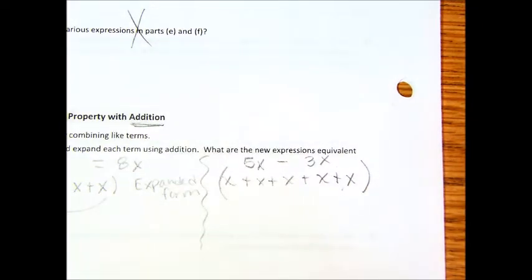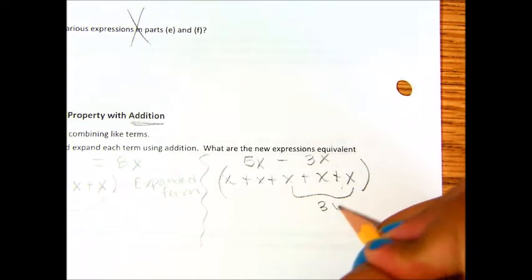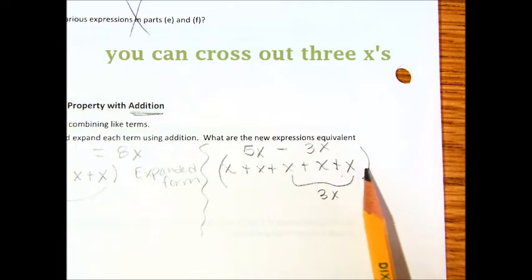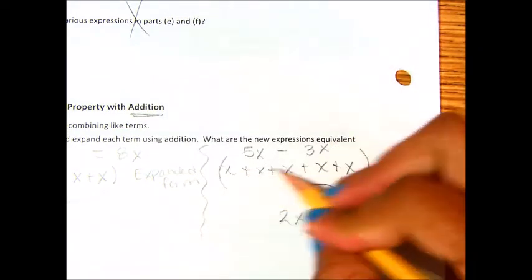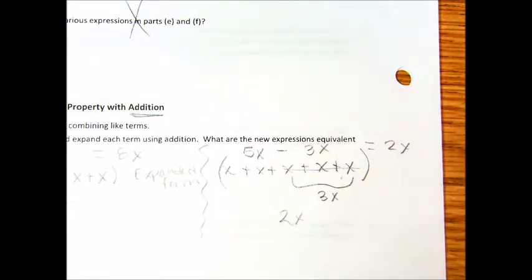I have 5 x's and I want to subtract 3 of those x's. If I am taking away these 3 x's, how many x's am I actually left with? I'm left with 2 x's, because 5x, take away these 3 x's, leaves me with 2 x's.